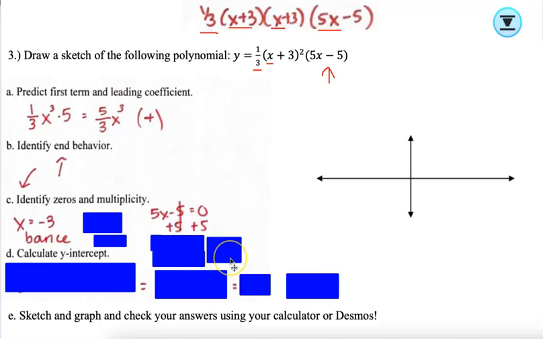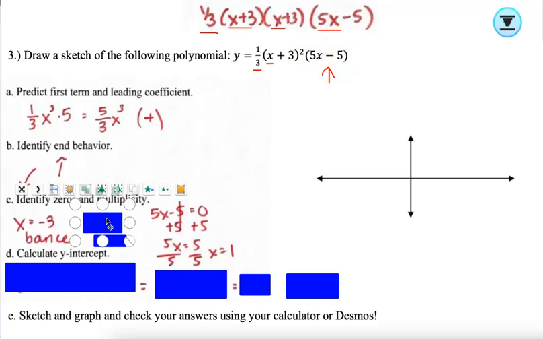So add 5 to both sides. Cancel out. 0 plus 5 is 5. 5x equals 5. Divide by 5. X equals 1. So my other x-intercept is not going to be a positive 5 from switching the sign because of that coefficient. It's actually going to be a 1. Now, there is no exponent with this parenthesis, meaning the multiplicity is 1, so it's just going to cross through at a 1. So we got a bounce and we have a cross.